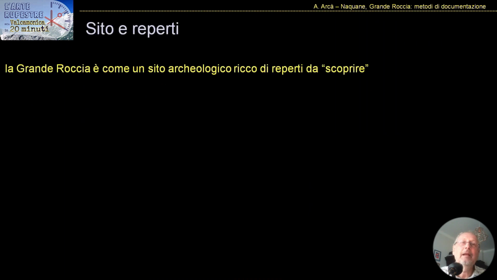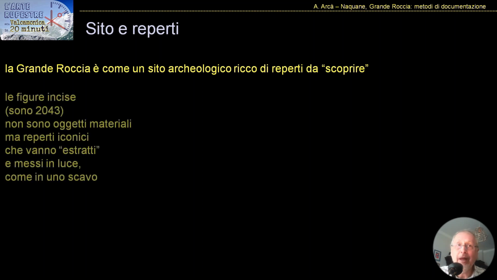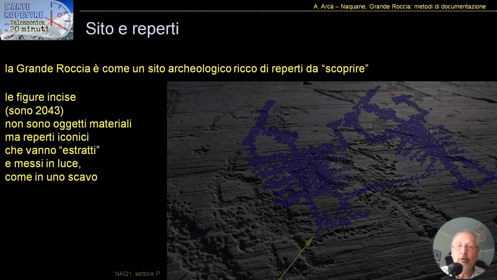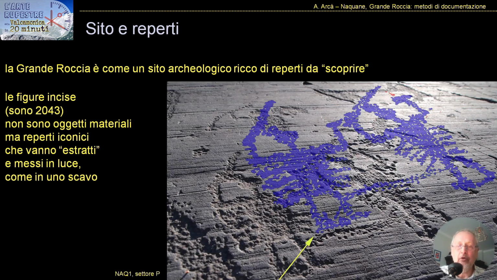The Big Rock is like an archaeological site, rich in artifacts to be discovered. These archaeological items must be extracted and highlighted, just like an archaeological dig. On the Naquane Great Rock, I've counted 2043 engraved figures. Here in this photograph are 2 figures from sector P, the famous duelists next to the labyrinth.